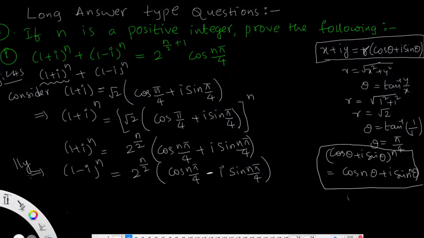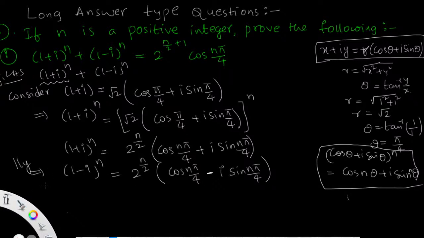Similarly, the term given (1 - i) whole to the power of n is nothing but 2 to the power of n by 2 into cos n pi by 4 - i sin n pi by 4. Just the sign in between is plus. There is only a small change, from 1 + i to 1 - i. Plus is there; here we write minus, the only difference is minus.